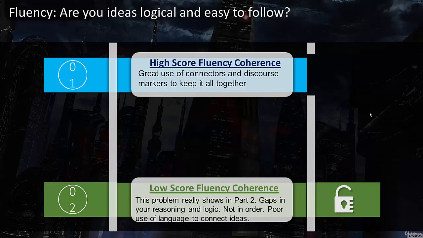In terms of where you see this a lot, in terms of a low fluency score, in terms of logic and easy to follow, it really happens in part number 2. That's where I really hear from students a lot of gaps in their reasoning and their logic. There's no order, there's poor connection of the ideas. It really shows up in part number 2.